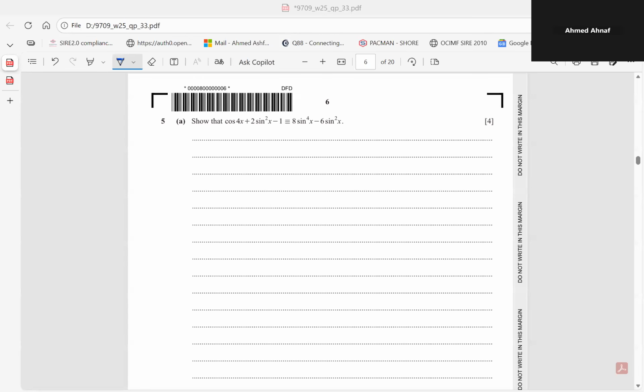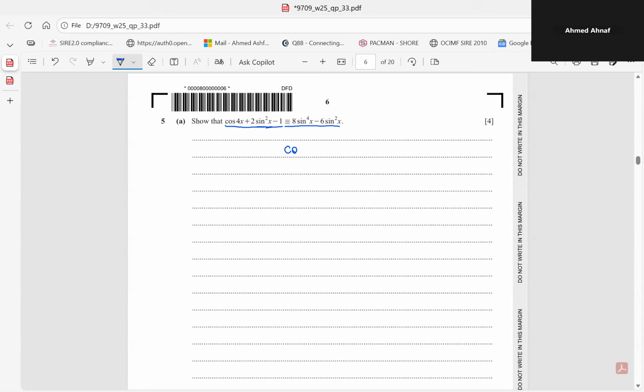Okay, so for this first part, this question, we need to show that this identity is true. So this whole trig identity is true. Okay, so let's start with the left-hand side. It looks more complicated because this one we just have to express in terms of sine.